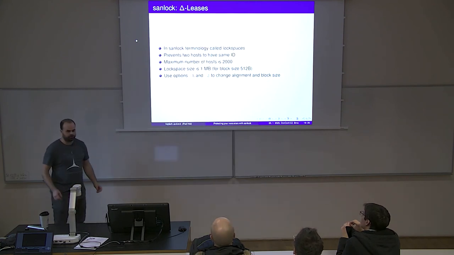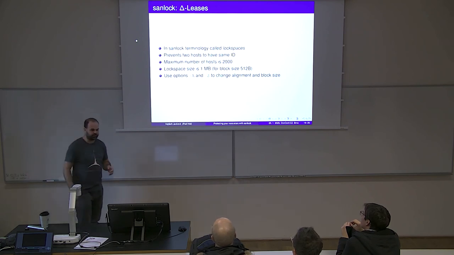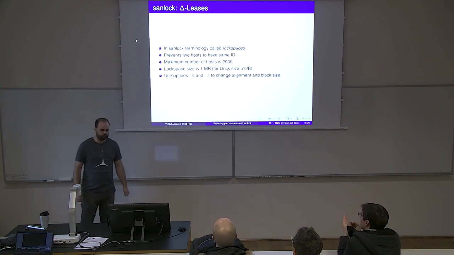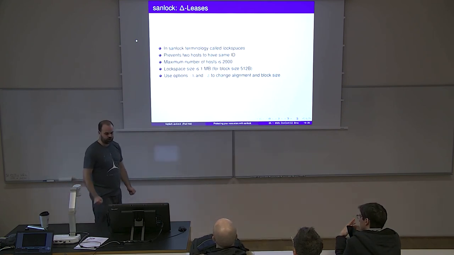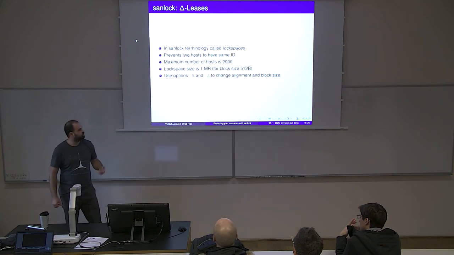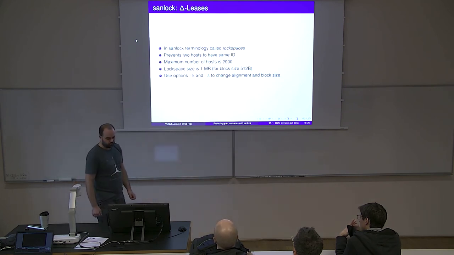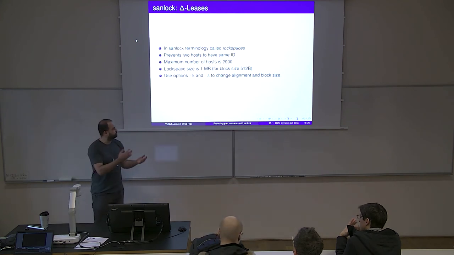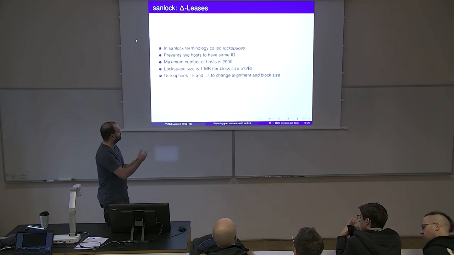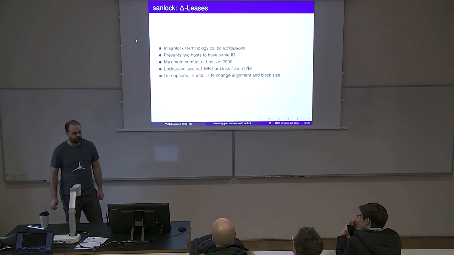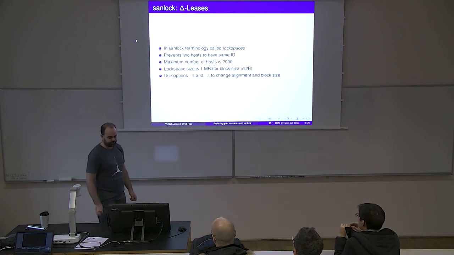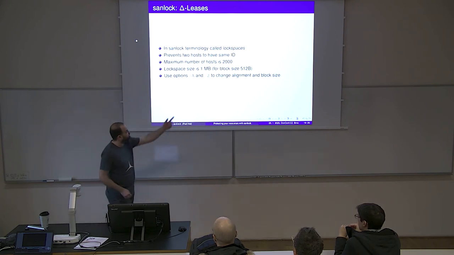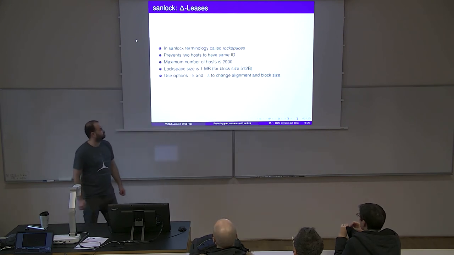In sanlock terminology, if you read the documentation, the delta leases are called the lockspace, and as I said, this prevents hosts from having the same ID. A sanlock limitation is that it's limited to 2,000 hosts. It's because, until not very long ago, only 1 megabyte was allowed for the lockspace, and if the block size is 512 bytes, the result is that it's limited to 2,000 hosts.